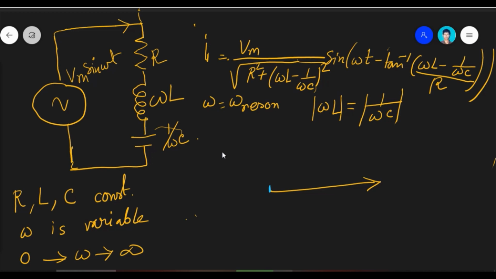And what about omega equal to infinity? It will have a vanishingly small magnitude, but you can see that this one is lagging by 90 degrees, while this one is leading by 90 degrees. So what will happen when we keep on changing our value of omega? Gradually the current through this circuit will increase.